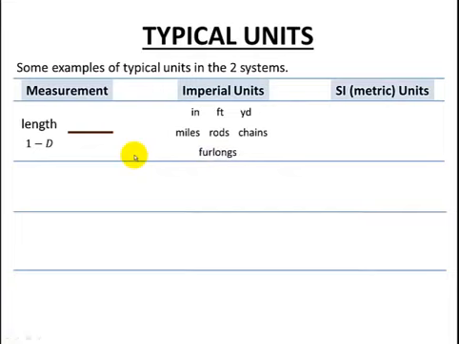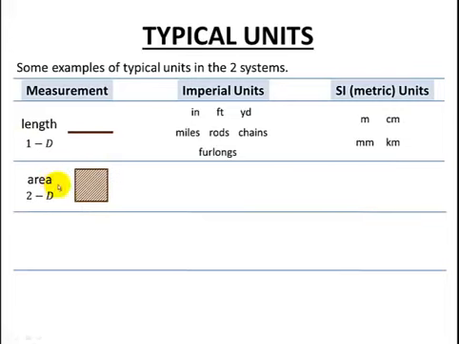Now this is not a complete list, but just to show you some of the different ones that are out there. Most of us should be familiar with inches, feet, yards, and miles. These rod, chains, and furlongs. Furlongs maybe for horse races, you might know them from there. In the metric system, we'll have meters, centimeters, millimeters, kilometers. And again, there's going to be quite a few of those.